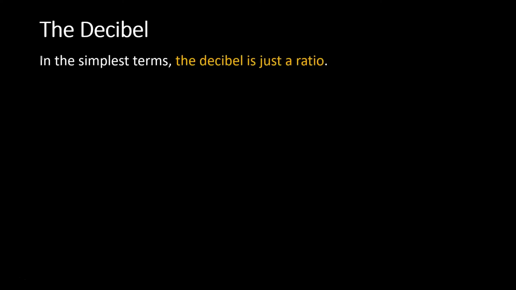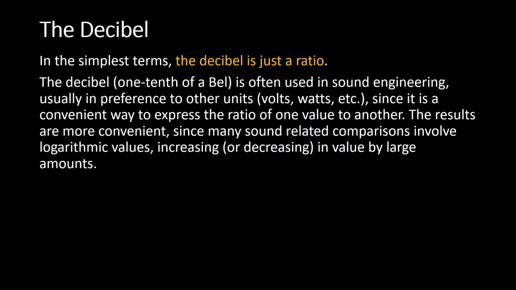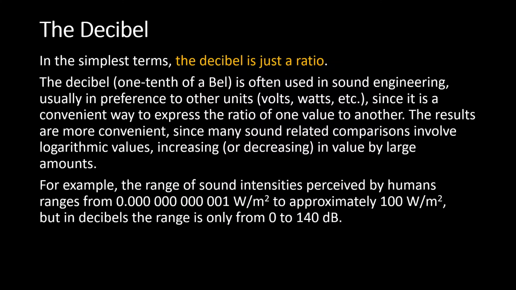If you remember, the decibel in simplest terms is just a ratio between two numbers. It's often used in sound recording or sound engineering in preference to other units, volts or watts, since it's a convenient way to express the ratio of one value to another. And the results are more convenient since many sound-related comparisons involve very large numbers, and using a logarithmic scale like the decibel allows those large differences to be expressed in smaller units.